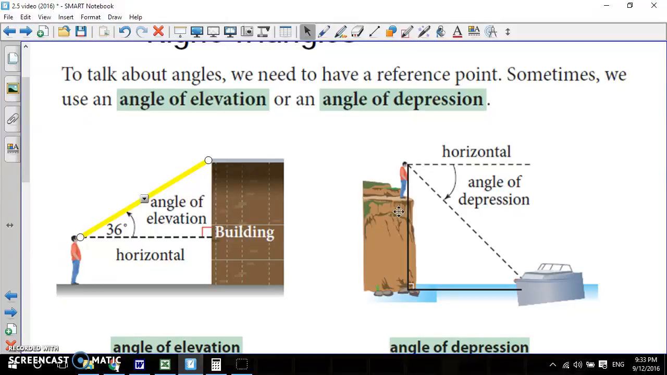Similarly, if we look at this diagram on the right, a person is standing at the edge of a cliff trying to look at a boat in the ocean. His horizontal line of sight is marked yellow. In order for him to see the boat, he needs to look down until he sees the boat. The angle formed between the horizontal line and this new line of sight is called the angle of depression.